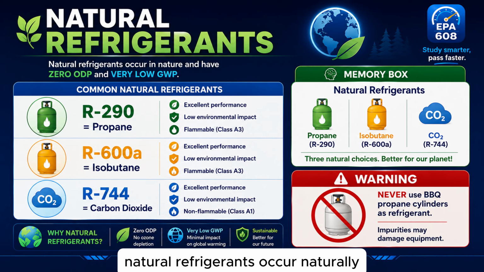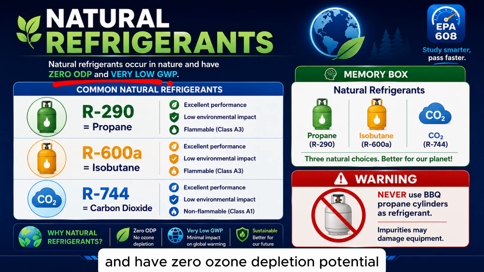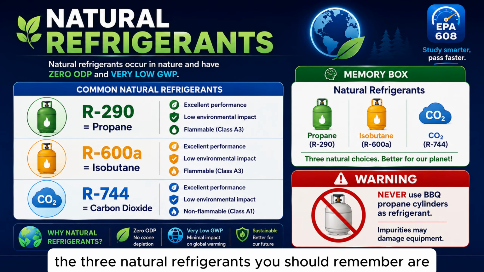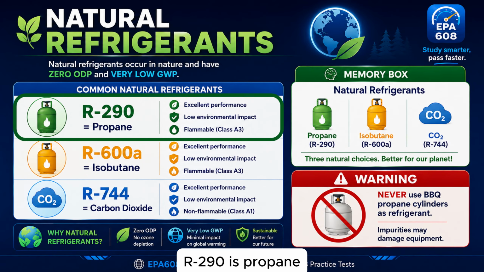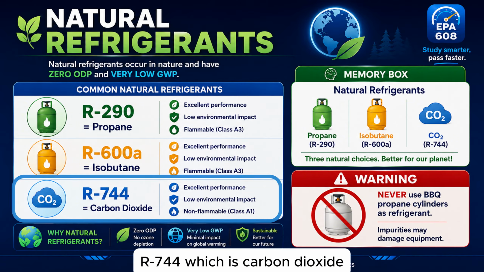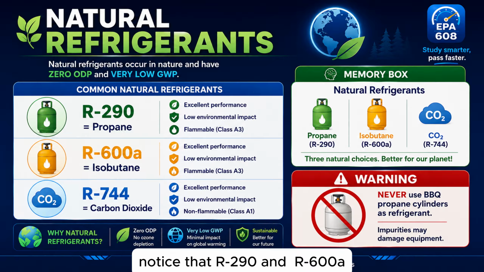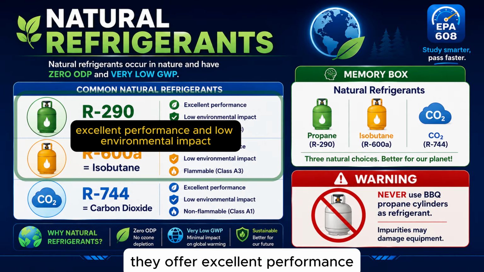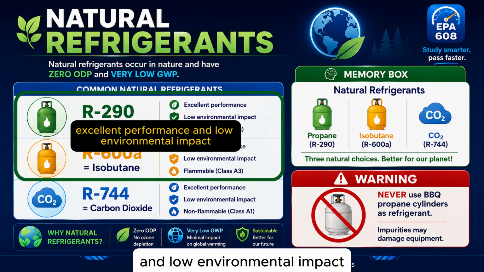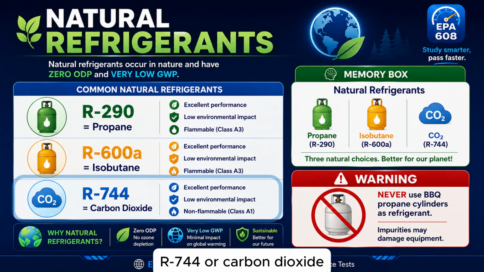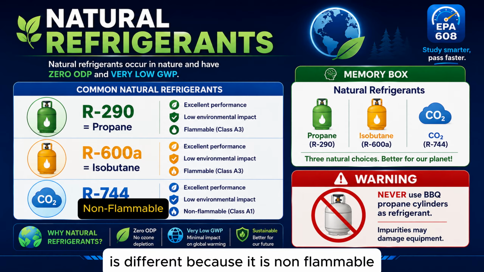Natural refrigerants occur naturally and have zero ozone depletion potential and very low global warming potential. The three natural refrigerants you should remember are R290, which is propane, R600A, which is isobutane, and R744, which is carbon dioxide. Notice that R290 and R600A are both hydrocarbon, or HC, refrigerants. They offer excellent performance and low environmental impact, but they are also flammable. R744, or carbon dioxide, is different because it is non-flammable.